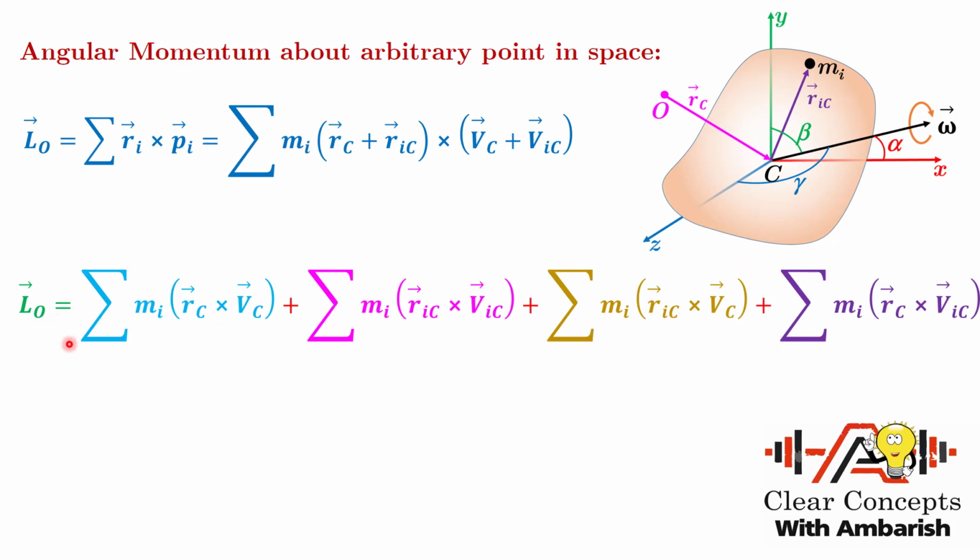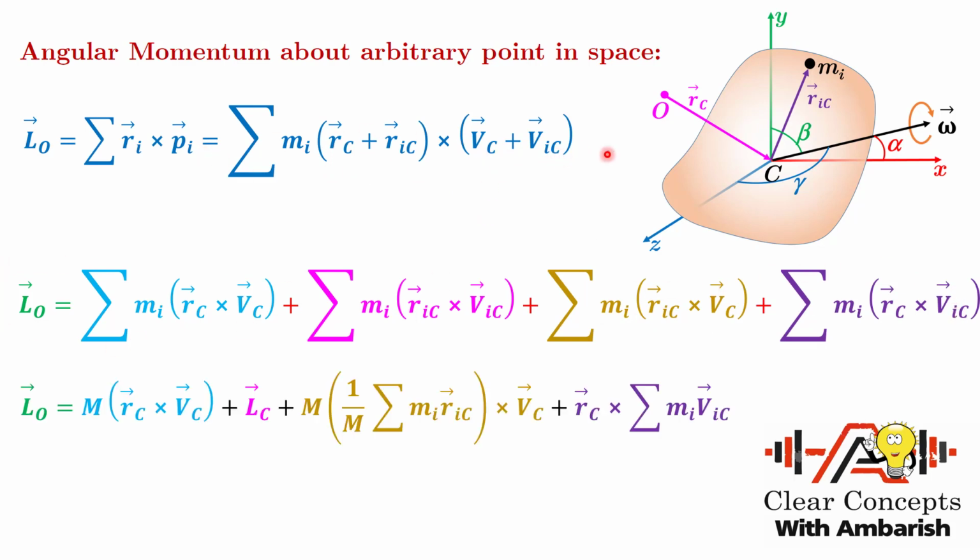Let's see. The first term is sigma Mi Rc cross Vc. The second term is sigma Mi Ric cross Vic. Now the third term is Ric cross Vc, and the fourth term is Rc cross Vic. So these are the 4 terms you get on expanding this. Now what you can write, I have written in another manner.